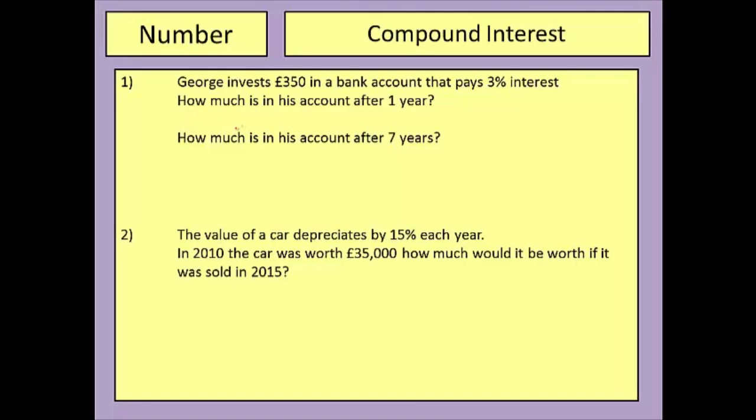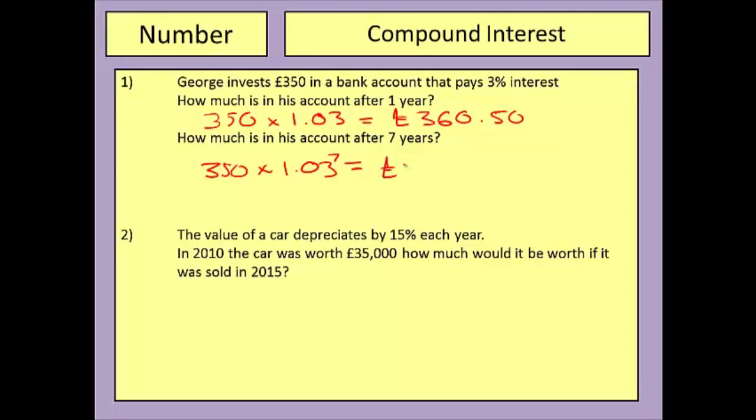Okay, so George has invested £350 in his bank account. It pays 3% interest. So to work this one out, I'm going to take the original amount, which is £350. I'm going to times it by the decimal multiplier 1.03, and this tells me that at the end of the first year, George has £360.50 left in his bank. If I'm applying this same increase for 7 years, I'm going to do £350 times 1.03 to the power of 7. This tells me that at the end of 7 years, George has in his bank account £430.46.